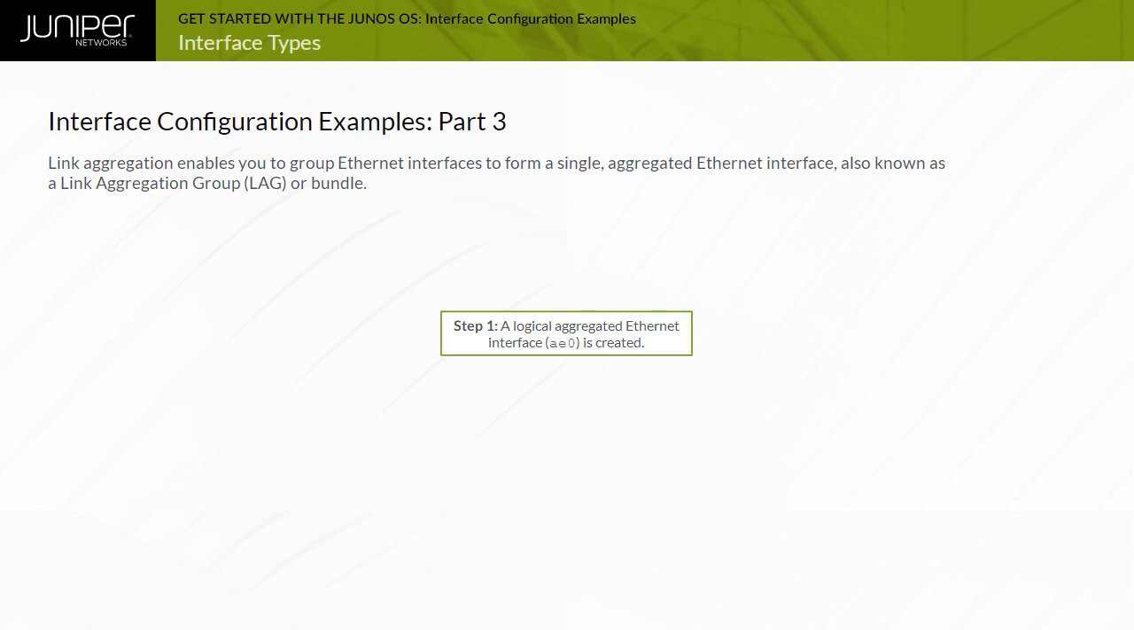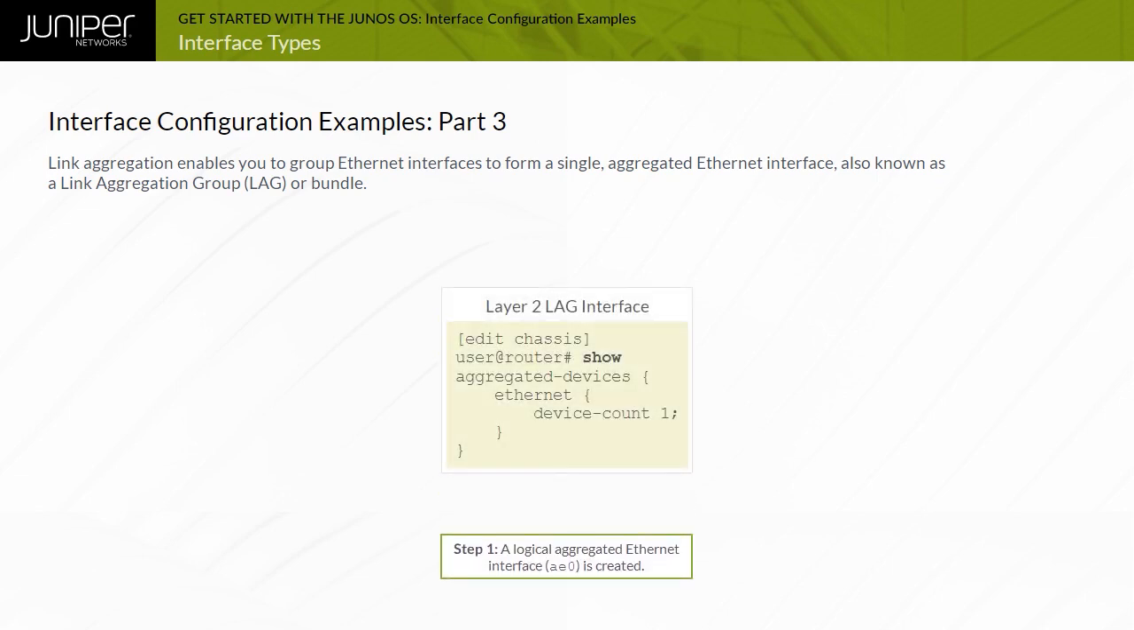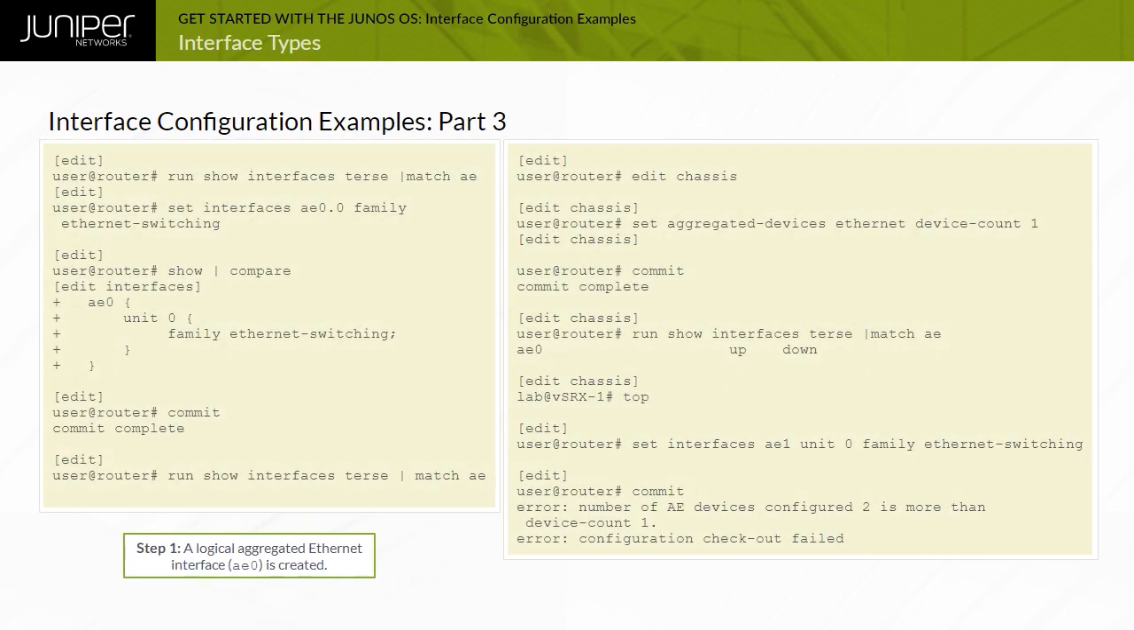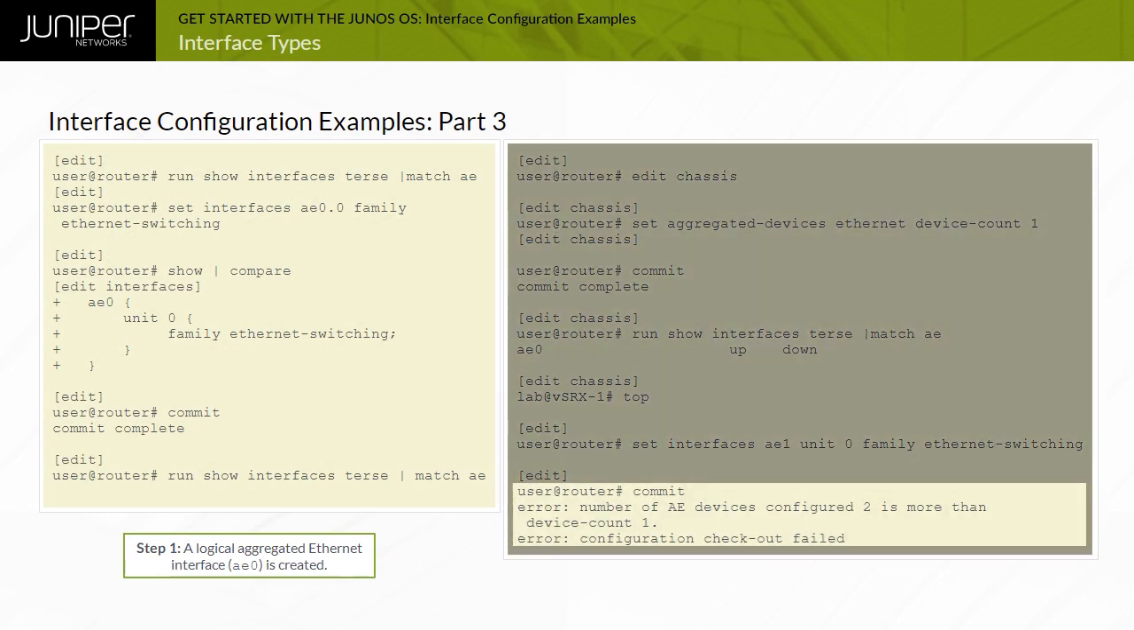By default, no aggregated interfaces exist. Even after configuring the AE0 interface under Edit Interfaces, it doesn't appear in the list of interfaces. To create an aggregated interface, simply add an aggregated device under the Edit Chassis hierarchy. Once this portion of the configuration is committed, the device creates the AE0 interface. With a device count value of 1, the system creates only one aggregate interface, AE0. If you attempt to create an additional aggregate interface, for example AE1, a commit error is shown. An illustration of this behavior is displayed in this example.